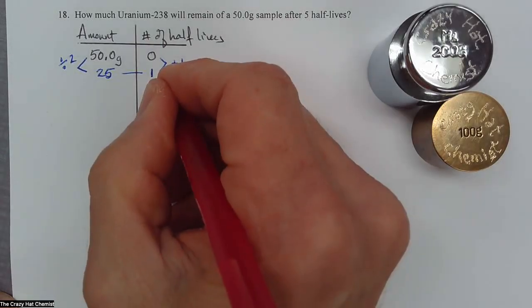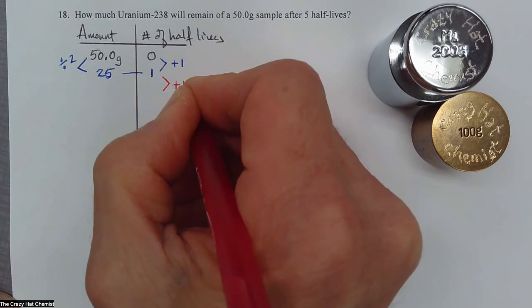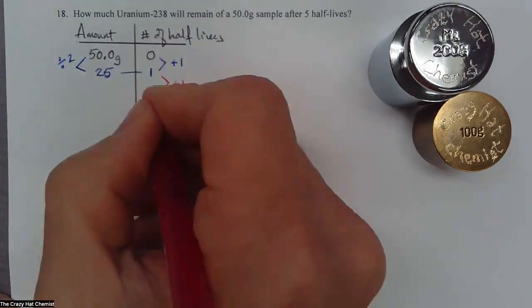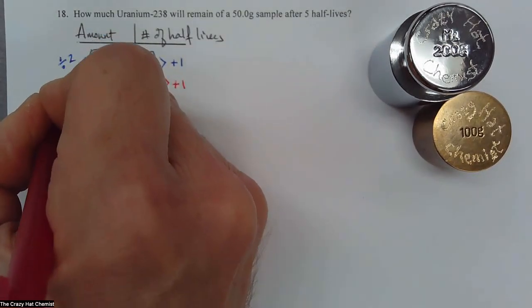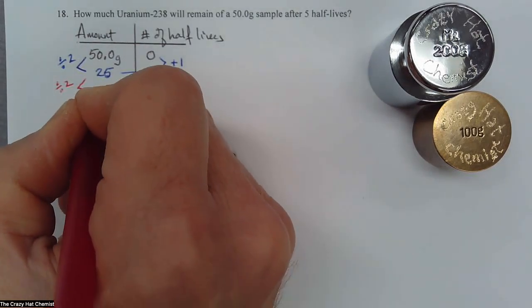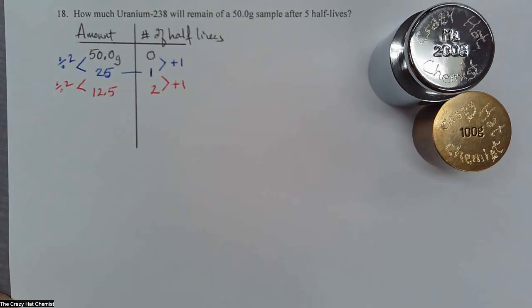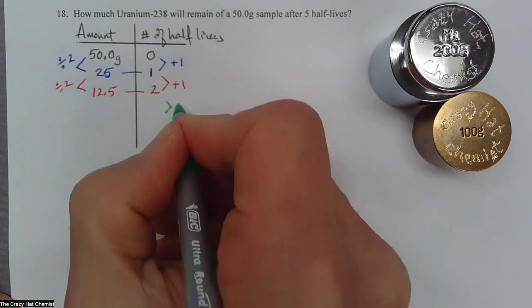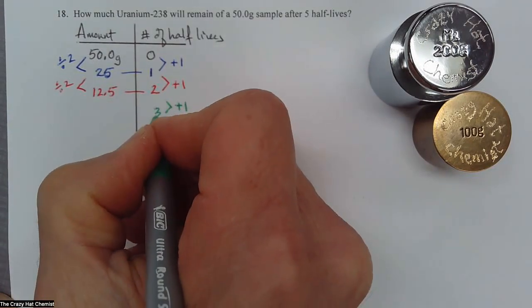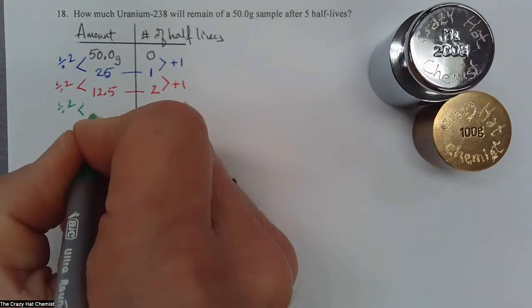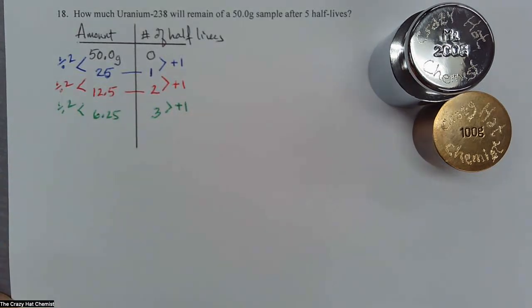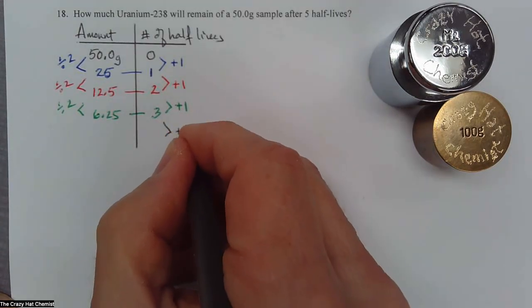So let's see if we can continue this process. What we're going to do is add 1 to the previous number. In the column of the number of half-lives, we will have 2 half-lives. And in this column, we're going to take the 25 and divide it by 2, and we will get the number 12.5. So that's after 2 half-lives. Then again, we will continue this process of adding 1 in the column with the number of half-lives and dividing by 2 with the amount that we have, and we will have 6.25 grams at the end of 3 half-lives. So we're going to continue this pattern here until we get to 5 half-lives.